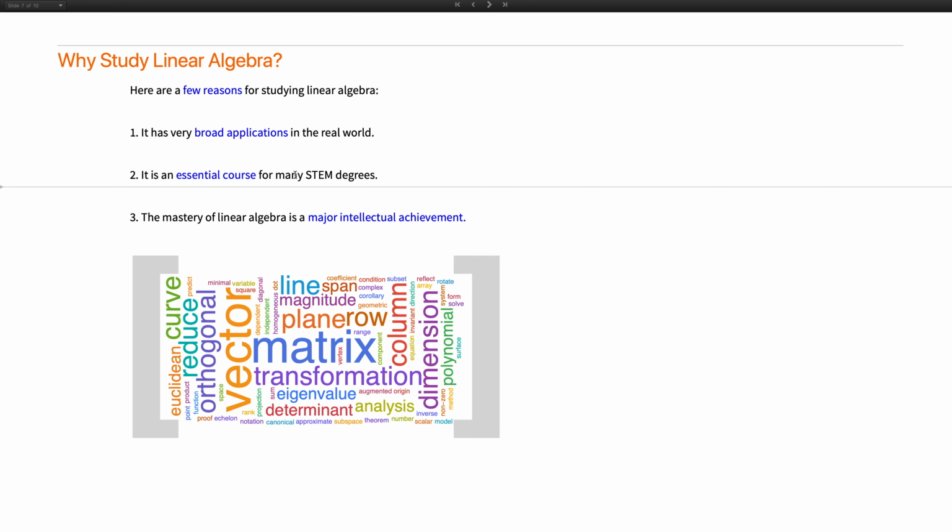Now, even if all that were not true, I would say that learning linear algebra is a great thing, because linear algebra is a major intellectual endeavor, and to study it is a major intellectual achievement. So I would say that to study linear algebra is to master one of the most important branches of modern mathematics, and I strongly urge you to do it with this course.